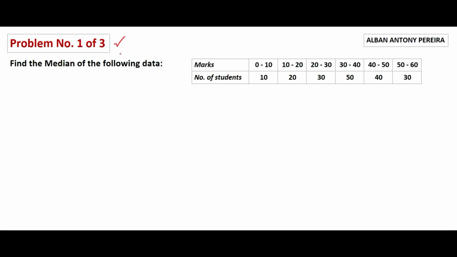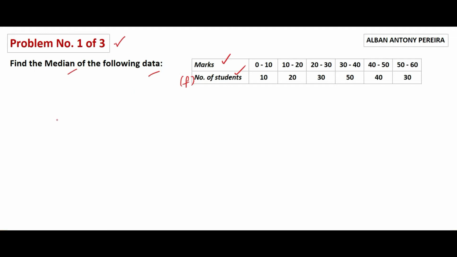Let's start solving problem number 1 out of the 3 questions. Find the median of the following. Marks and number of students details are provided. The number of students is the frequency, and we are supposed to find the cumulative frequency. Along with cumulative frequency, we should also find out the class boundary. So we'll start the solution quickly.